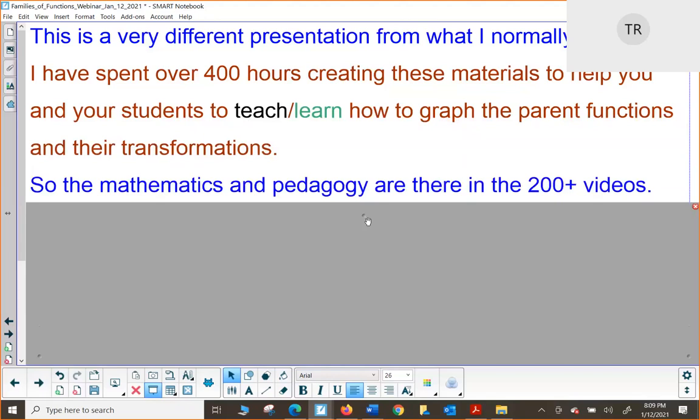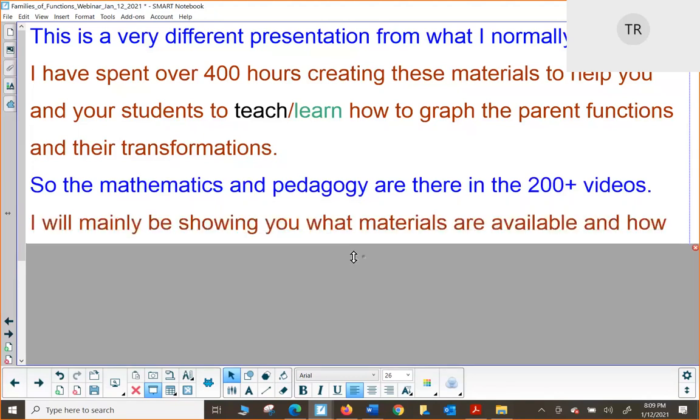One of the things that I was most proud about my pre-calculus teaching was teaching parent functions and their transformations. We made a big deal of that. So for many, many years, I taught this, and I'm now putting them into videos.